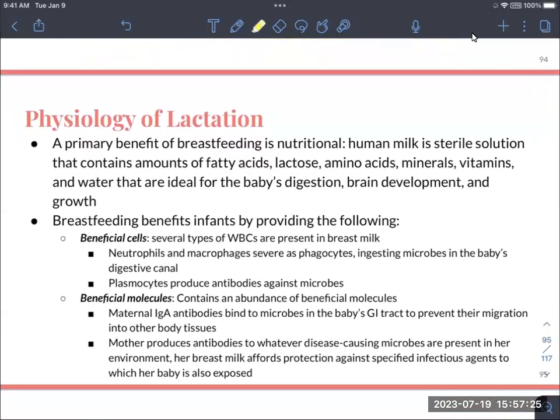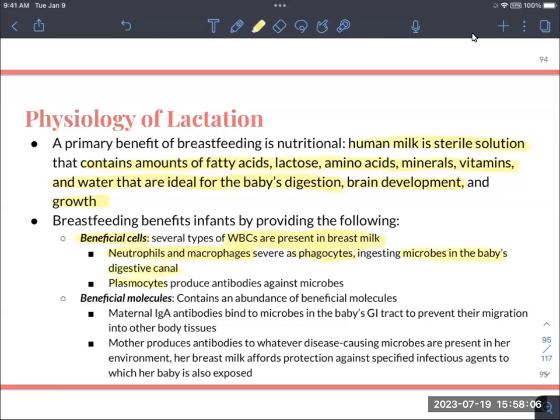So that's the physiology. The benefit of breastfeeding is that human milk is a more sterile solution. It has fatty acids, lactose, amino acids, minerals, vitamins, and water that the baby needs for digestion, brain development, and growth. There are also beneficial white blood cells present in breast milk: neutrophils and macrophages, which are phagocytes that help ingest microbes that may be in the baby's digestive canal.